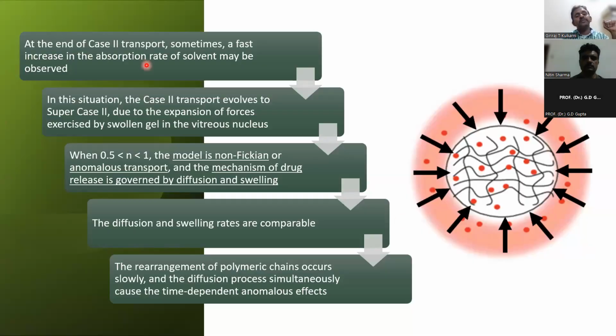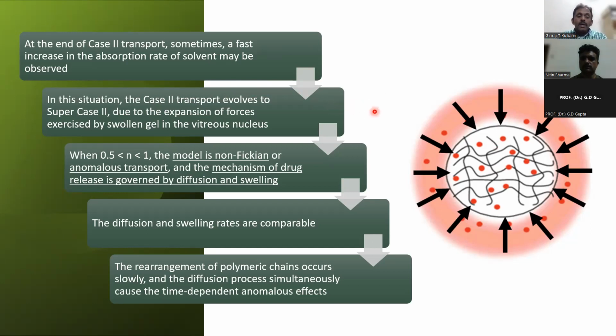For a long time this case 2 transport will happen. Slowly solvent will diffuse and this inner core will go on reducing. It becomes smaller and smaller. At the end, when all the core has been penetrated by water, then what happens? A fast increase in the absorption rate of solvent may be observed because there is no dry portion. Everything is now wet, so solvent will move in faster. In this situation, case 2 transport at the end gets converted into super case 2.